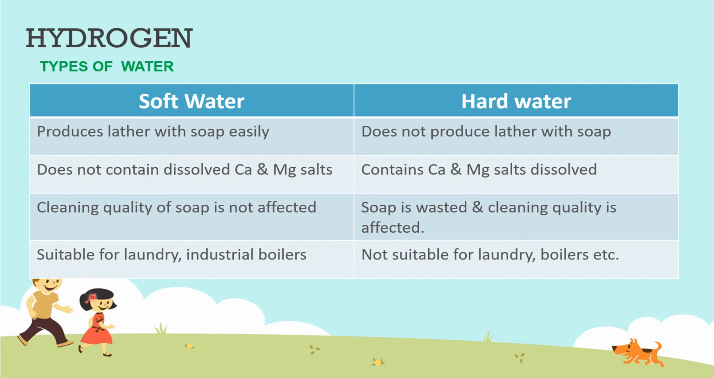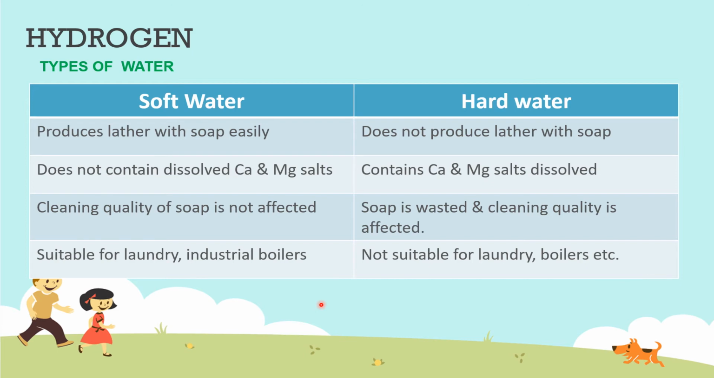Okay, therefore soft water is very good for laundry and industrial boilers, whereas hard water is not suitable for laundry as well as for boilers. For laundry, you understand that a lot of soap is going to be wasted, so we do not use it, and even the cleaning quality is affected. Whereas in boilers, when we heat water, there is formation of calcium and magnesium carbonates which get deposited onto the bottom and walls of the boilers, and that causes a decrease in the efficiency of the boilers. So that is why we do not use it for boilers as well.